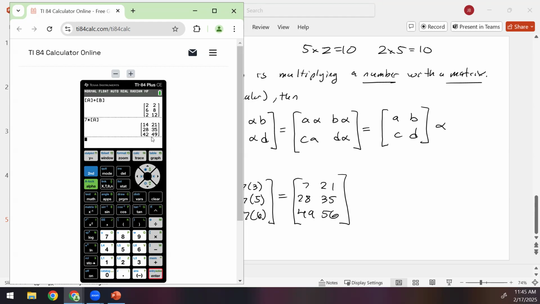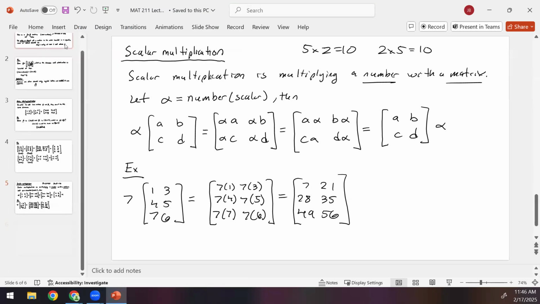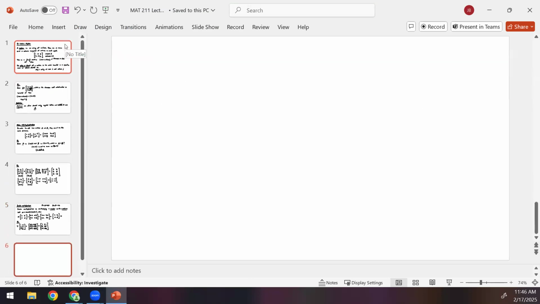You just multiply it. Now, here's a cool thing about the calculator. If you don't put the multiplication symbol in front of the A, like you do 7A, it'll still do it. You don't actually need the multiplication symbol there. So kind of nice. So that's scalar multiplication. It allows us to scale matrices, hence the name. Now, what if I want to combine those two operations? Can I do that? Addition and scalar multiplication? Absolutely. So let's do an example of that.